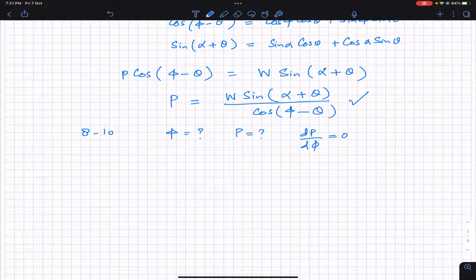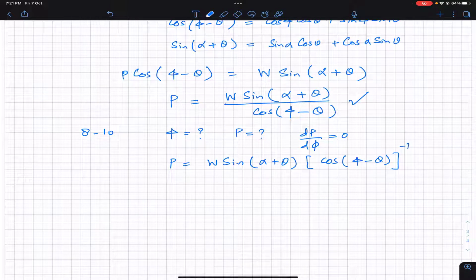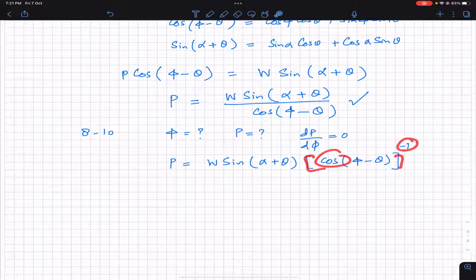So for that, for taking the derivative, let me write P equals W sine of alpha plus theta, and if we bring this cos term to the numerator, we will have cos of phi minus theta, the whole to the power minus 1. Remember that this is not cos inverse, this is cos to the power minus 1.